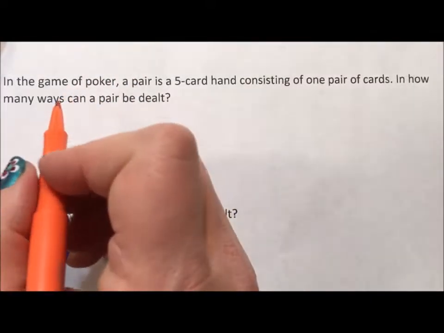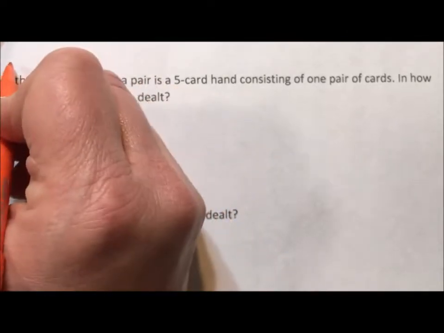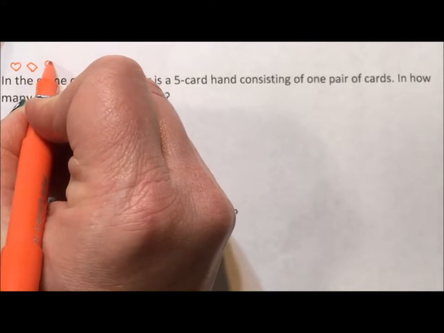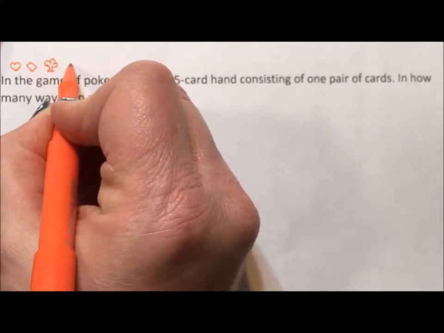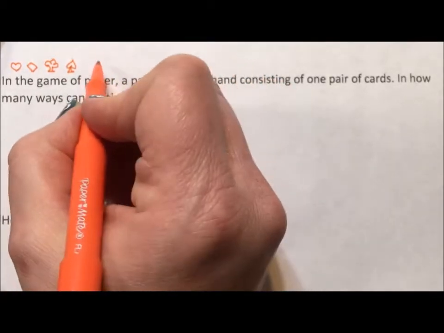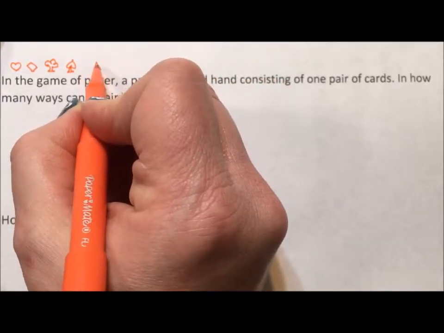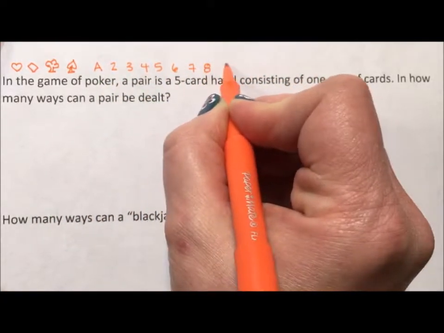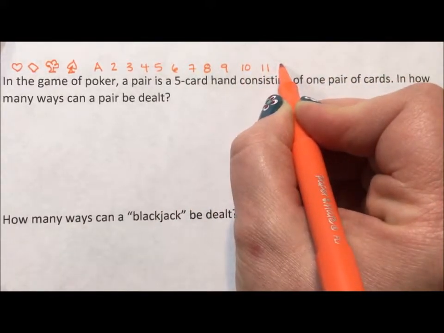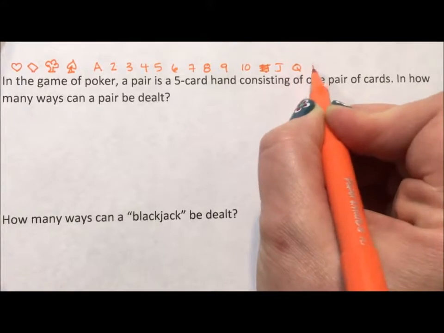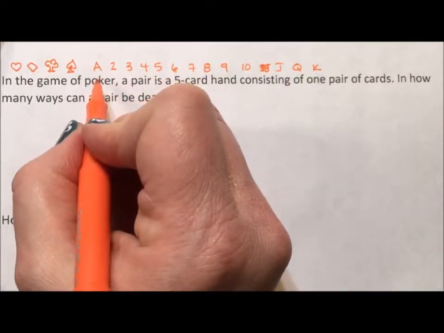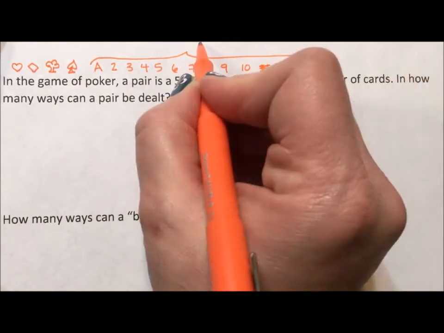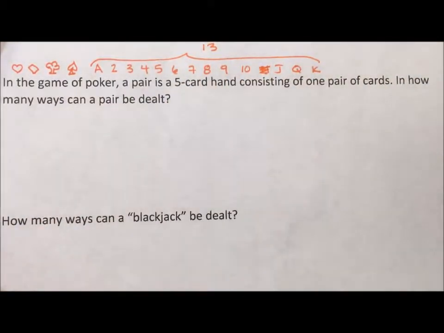Okay, so let's start with the fact that there are 4 suits. There's hearts, diamonds, clubs, and spades. And in each suit, there is an ace, a 2, 3, 4, 5, 6, 7, 8, 9, 10, jack, queen, king. So there are 13 cards and 4 suits in each in a 52 card deck.